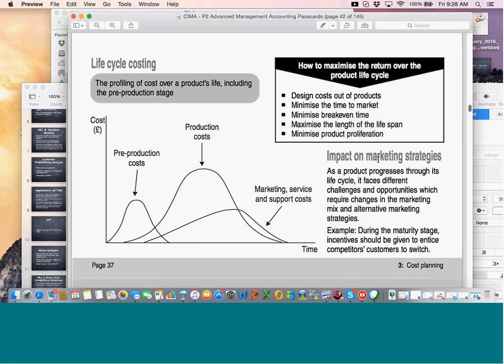I think you've got product life cycle and life cycle costing mixed up. In this case, what they're looking at is a food item, and the cost out of products. So you think of design cost and time to market. If you take a long time to market it, you're not turning it faster, so it's still in inventory. Minimize break-even time, and maximize the length of the lifespan of that particular product. In a food item, it needs to move very fast, so you're not thinking about the lifespan.